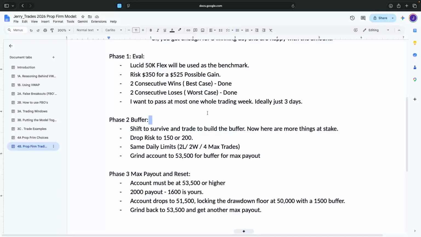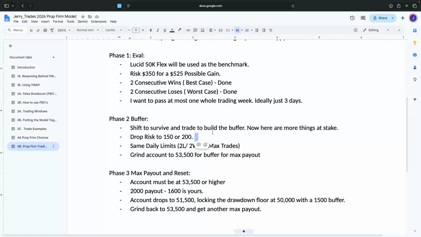Buffer, right? Shift to survive. So you're not playing very aggressive here. You're shifting more to a survival or more conservative approach, because now you actually have capital to trade with, right? The money that you make can actually go into your bank account. So I drop my risk to 150 or 200, same daily limits, and I grind to 5350 for buffer for max payout.